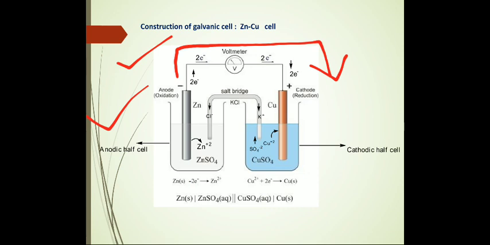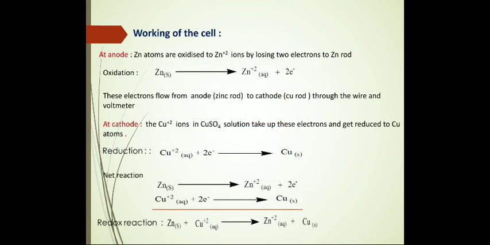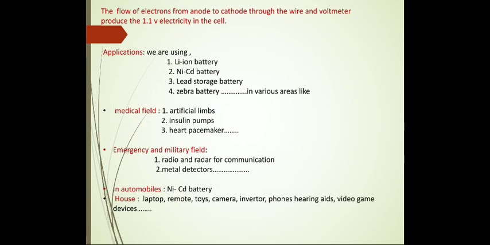Before, in the example of a redox reaction, there was no flow of electrons, so that did not generate electricity. But in this galvanic cell there is a flow of electrons, so it definitely generates electricity. The electrons flow from the anode to the cathode through the wire, and the voltmeter shows 1.1 volts of electricity produced in the cell.